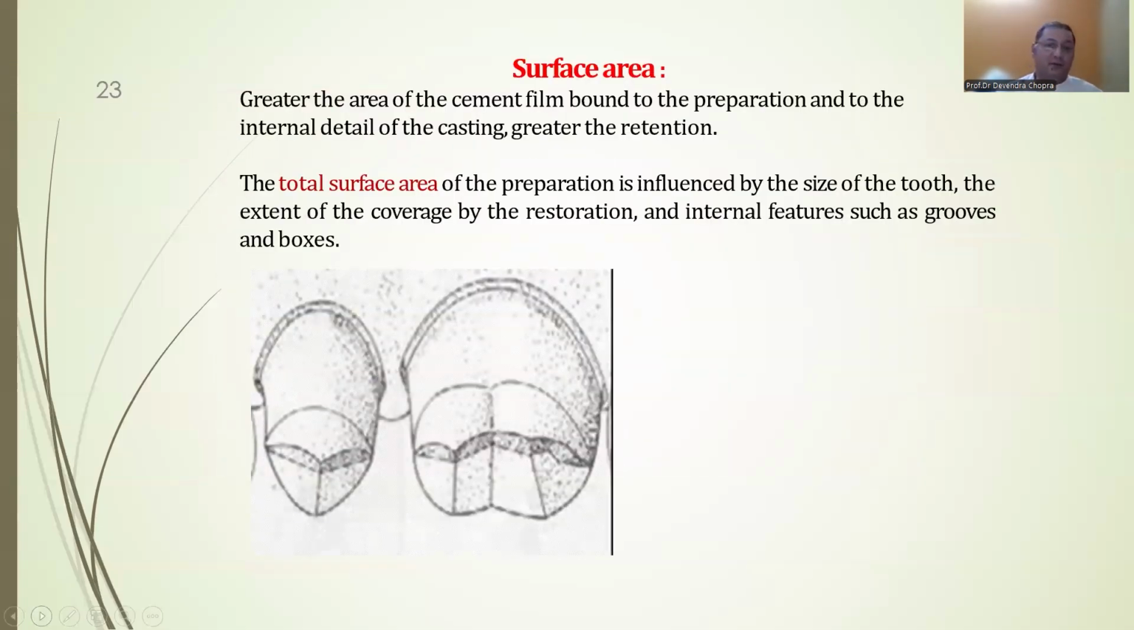Surface area, another important thing. Whenever you are placing a luting agent on the tissue surface of your crown or bridge, the total surface area of the preparation is influenced by the size of the tooth, as I have already quoted, the extent of the coverage by the restoration, and internal features such as grooves and boxes, which will give you the maximum amount of retention form. And the more the surface area, the better the wettability of the cement on the tissue surface as well as on the natural tooth surface, and it creates a bond, a chemical bond. The chemical bond will be strong, and finally it will give you a good, fruitful restoration. Next slide.